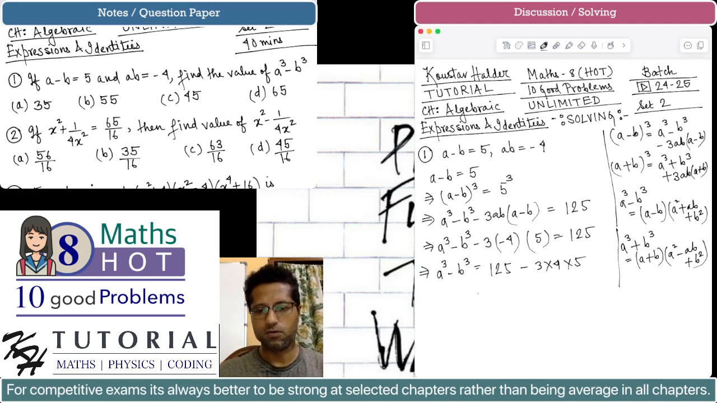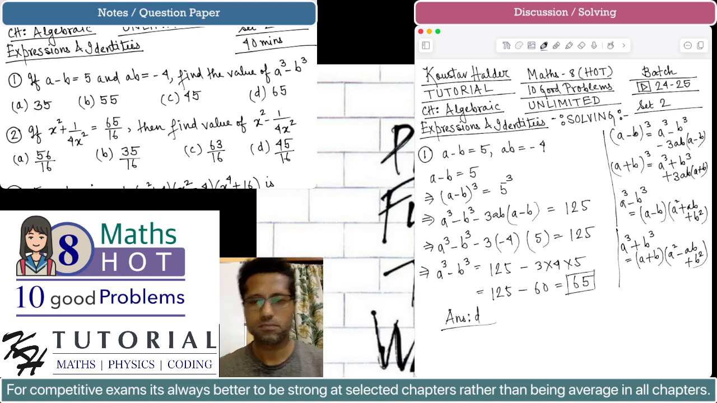So this is equal to 125 minus 60, which is equal to 65. So 65 is the value of a cube minus b cube, and hence the correct choice is D.